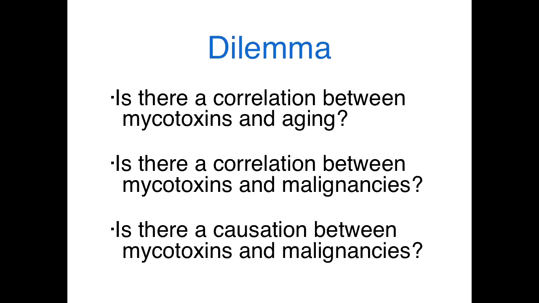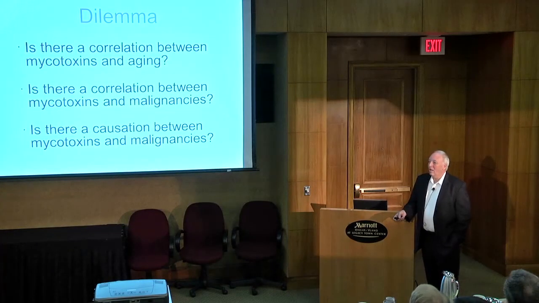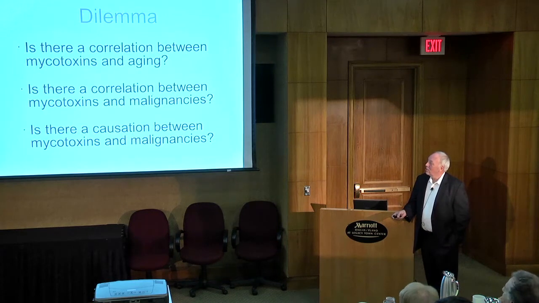So what's the dilemma that we came up with in my learning about the mycotoxins? Is there a correlation between mycotoxins and aging, which causes these cells to slow down in their metabolism? And is there a correlation between the mycotoxins and malignancies? And is there a causation, which we now try to stay away from as a causation word because of the legal issues involved? So we say there's an association. Dr. Strauss taught me that word. Don't say causation.